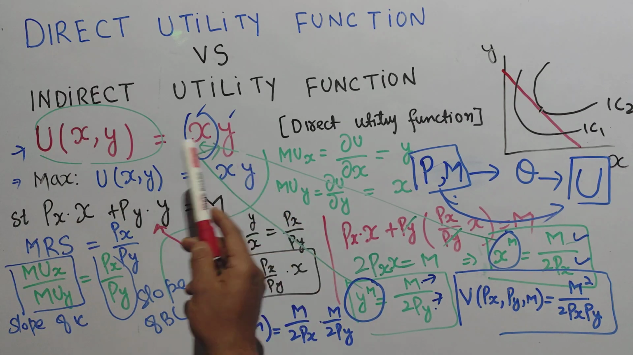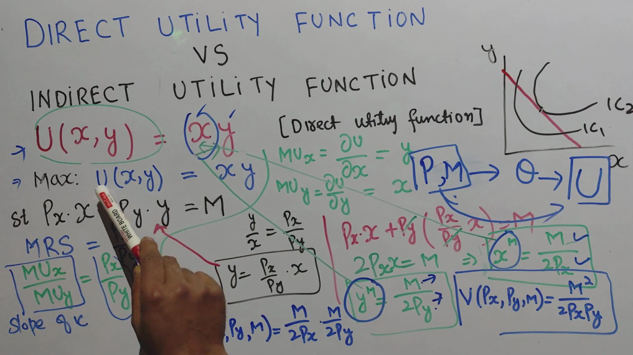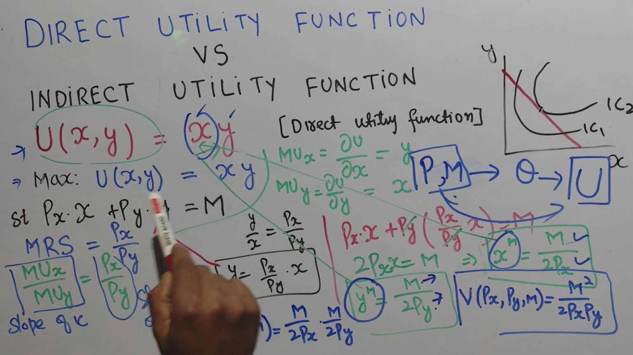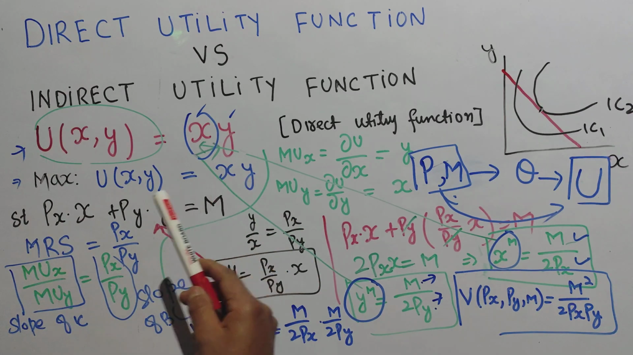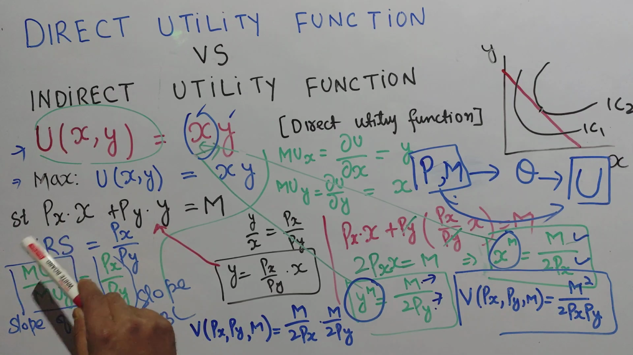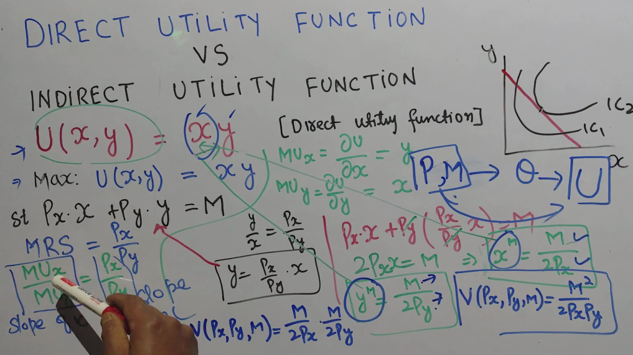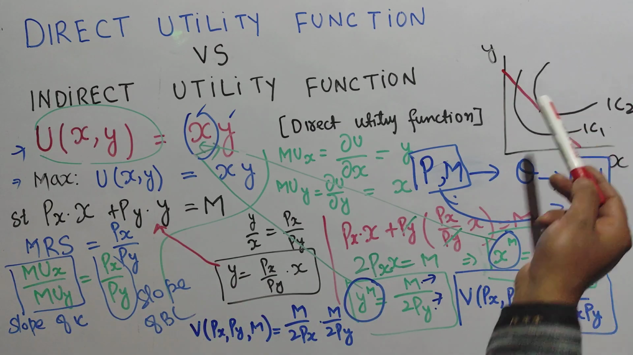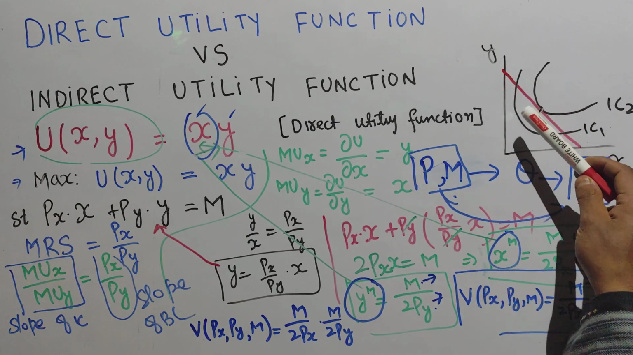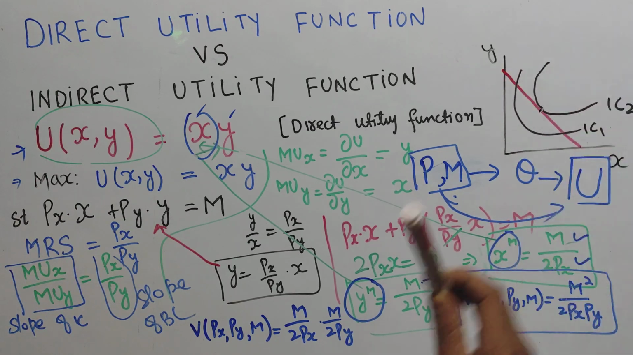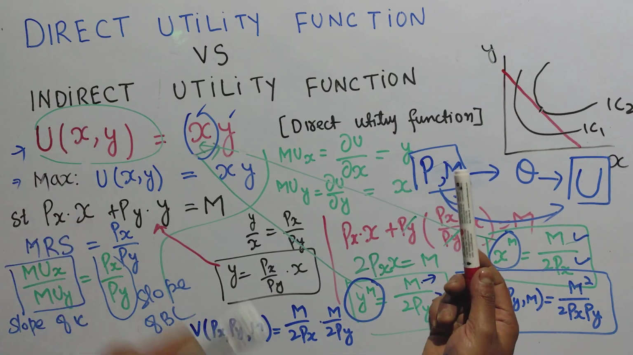So when we solve the direct utility function, that means maximize the utility function subject to this budget constraint. For that we use the tangency condition, obviously. That is, we equate the MRS with the ratio of the prices. MRS denotes the slope of the indifference curve. So with the given budget, which is denoted by the red line, the consumer wants to reach the highest possible indifference curve to maximize his satisfaction from consuming good X and Y.